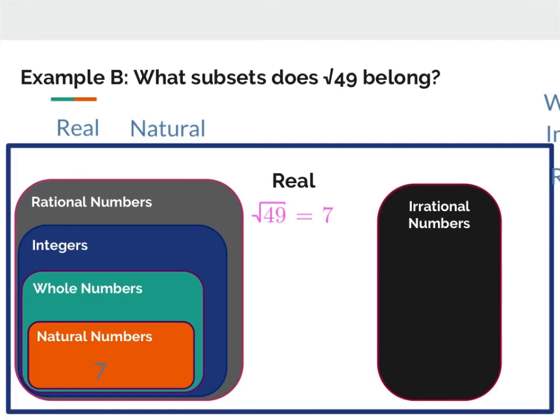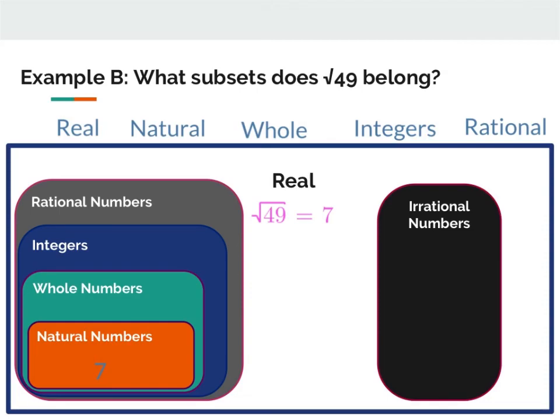But all natural numbers are also whole numbers. All whole numbers are also integers. And all integers are also rational numbers. So I have to write down all 5 of those answers. It is not just one answer. You cannot just say that it is natural and be done with it. You have to write down all of the subsets that it belongs to. So in this case, it's natural, it's whole, it's an integer, it's rational, and it is real.